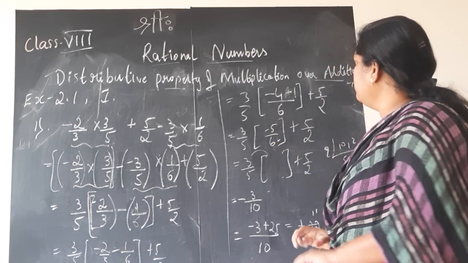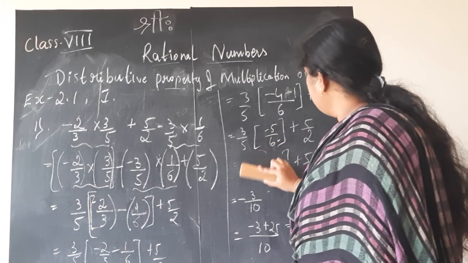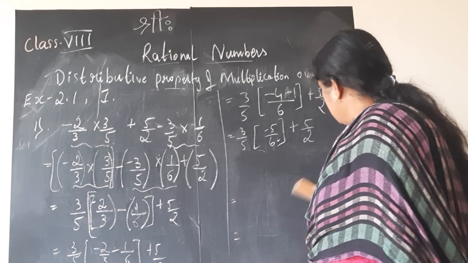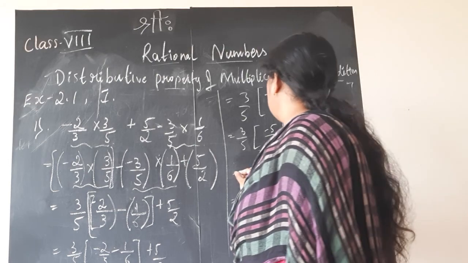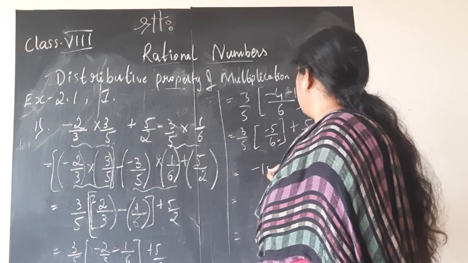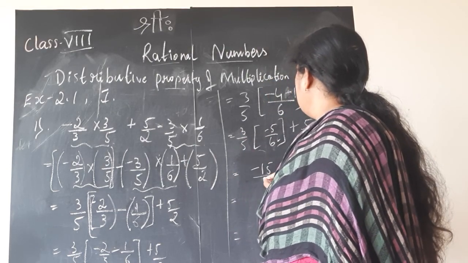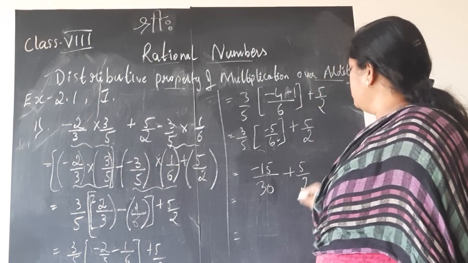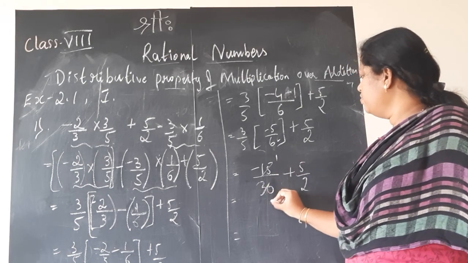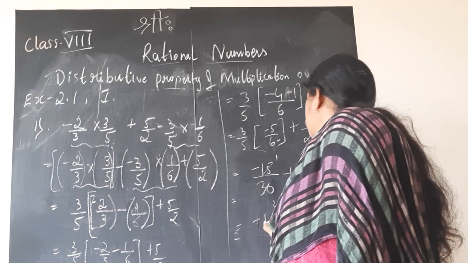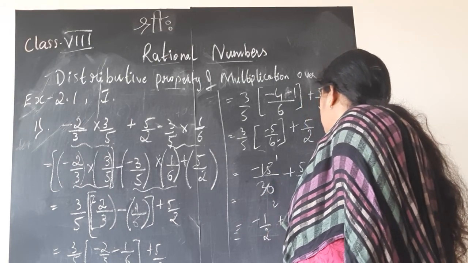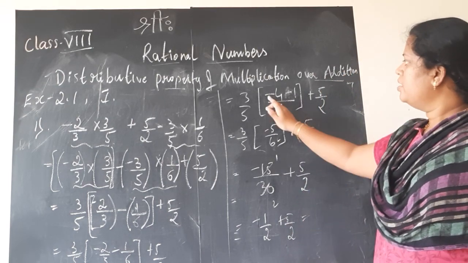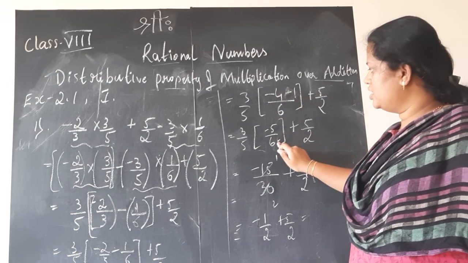Now if you multiply 3 by 5 into minus 5 by 6, 3 into minus 5 is minus 15, 5 into 6 is 30, plus 5 by 2 you got. 15 ones are 15, 15 twos are 30. It is minus 1 by 2 plus 5 by 2 we got. So understood what I am doing? Minus 4 minus 1 is minus 5 by 6.